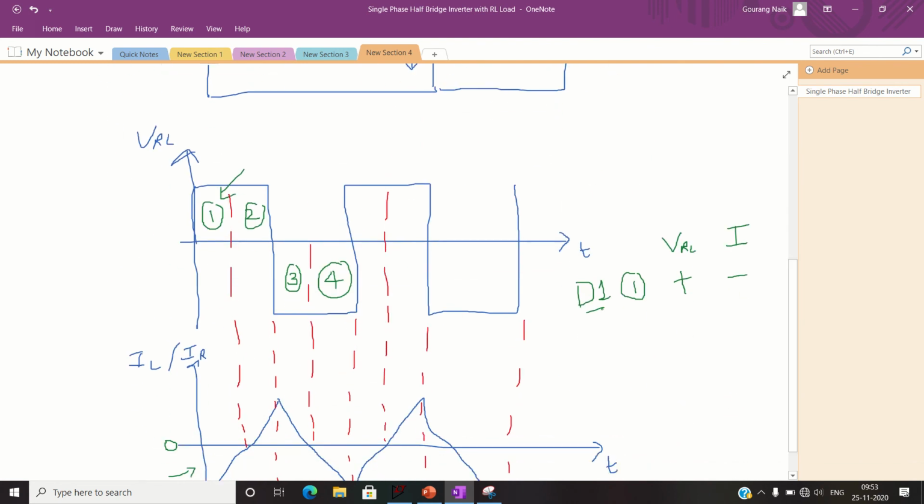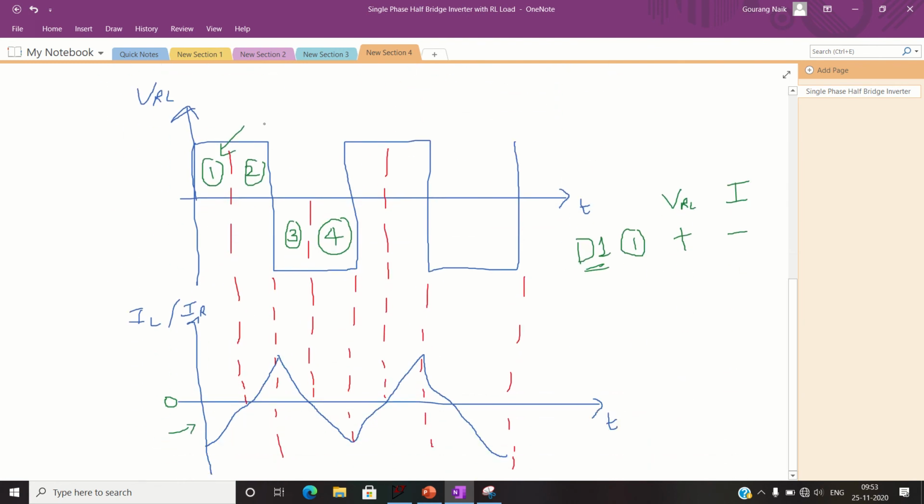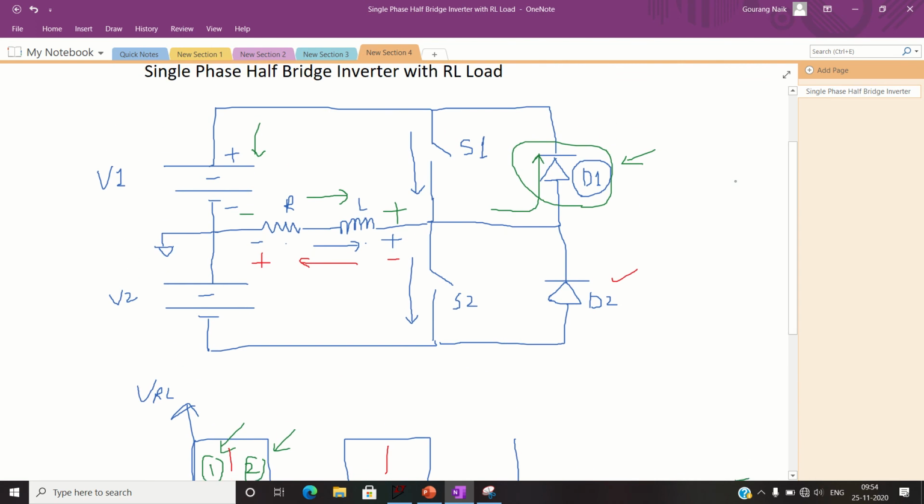The next case is where you have a positive voltage and positive current. Second case, where you have positive voltage and positive current. In that case, your normal operation will happen. Your S1 will be conducting the current.